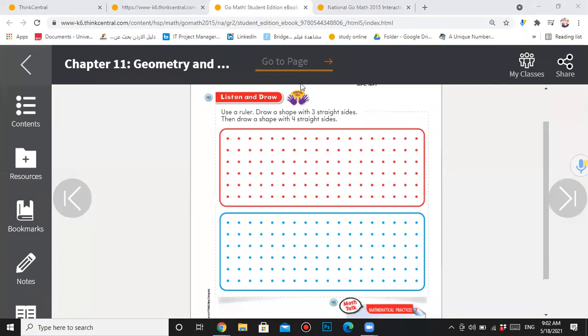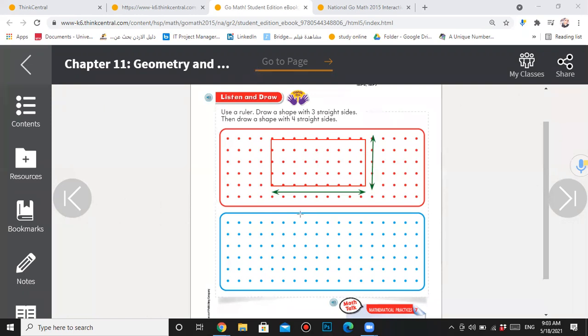For example, if I want to draw a square, you can draw whatever you want. The square has two dimensions. Length, this is the first dimension. Width, two dimensions. So this is why we call it two-dimensional shapes or 2D shapes.